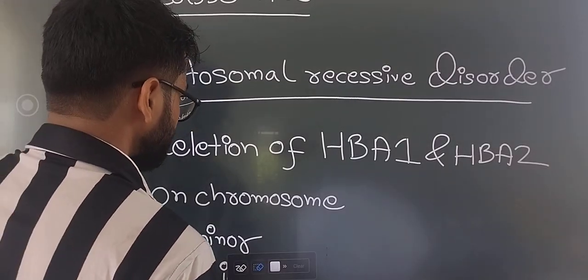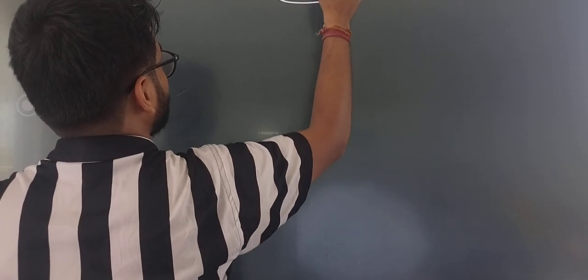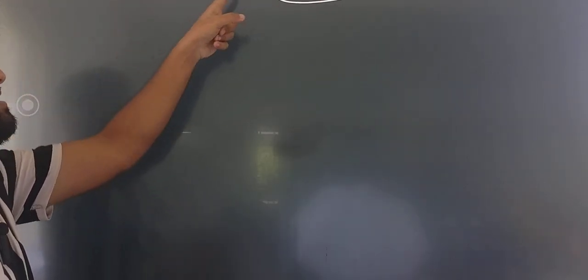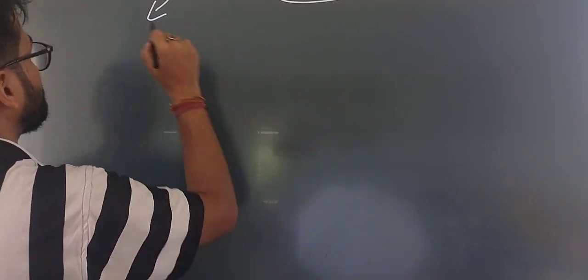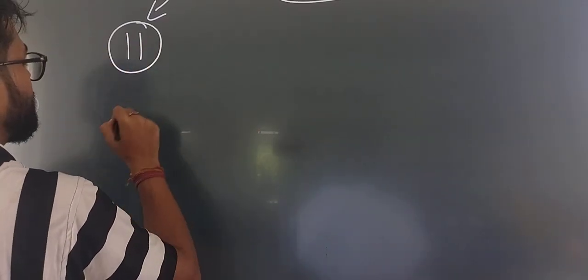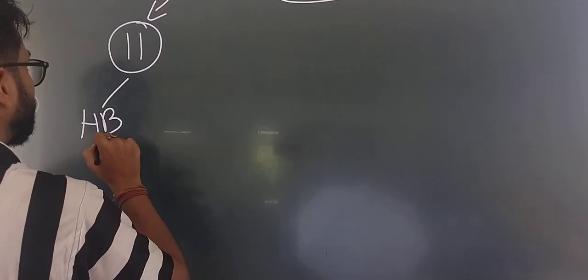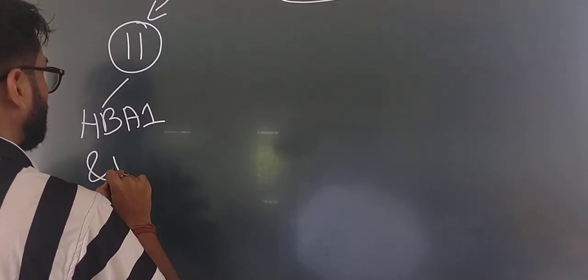Now what do we take from this? It is very simple. It is an autosomal recessive disorder. That means it deals with the 22 pairs, not the 23rd pair, that is your sex chromosome. It deals with the 1 to 22 pairs. That is why I guess it is on chromosome 11, where you will find your HbA1 and HbA2 genes.